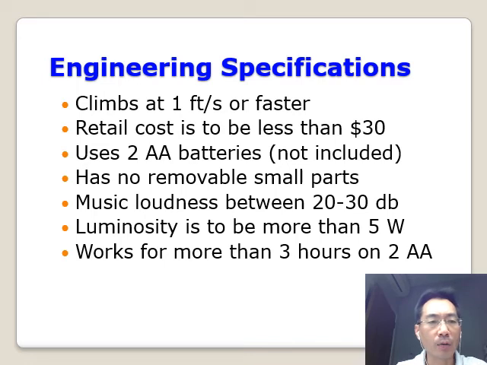Music loudness between 20 to 30 dB. This really specifies the music; otherwise it's too mild and might not be obvious enough for the users. Luminosity is to be more than 5 watts, so we really give them the brightness, and it works for more than 3 hours on 2 AA batteries. So this is very specific.